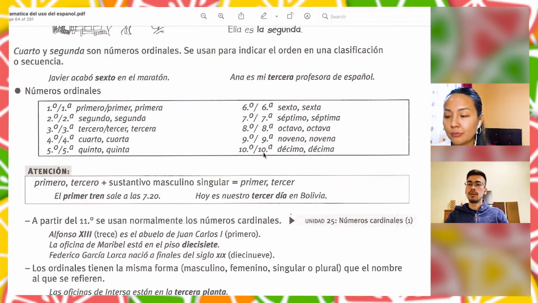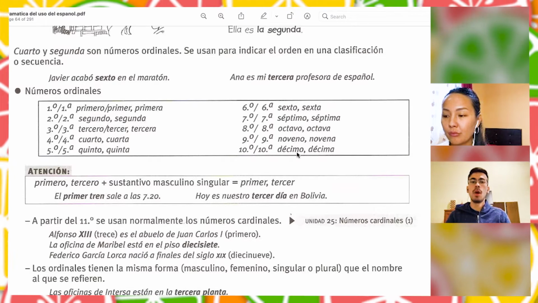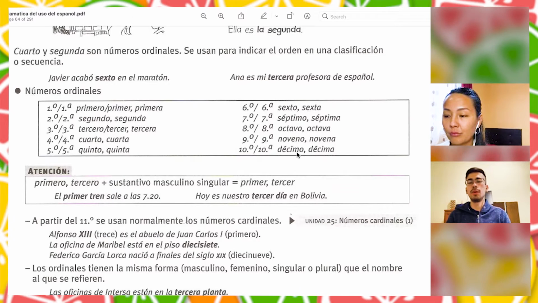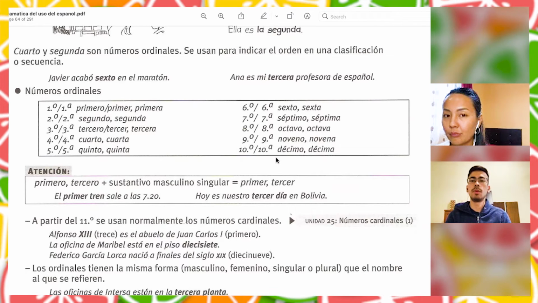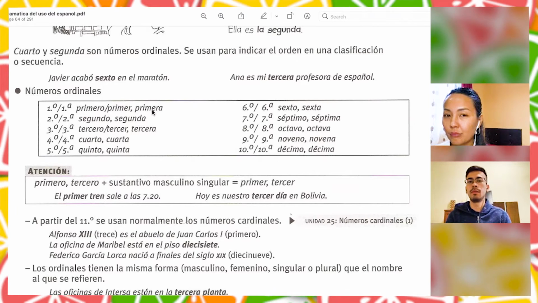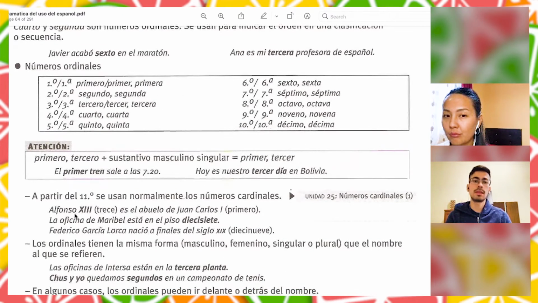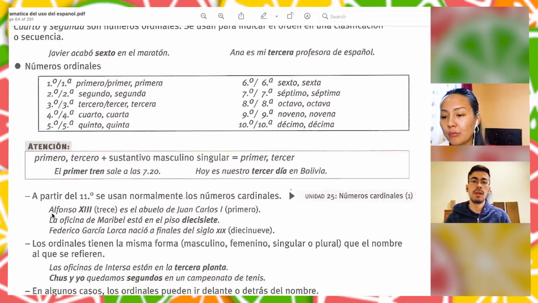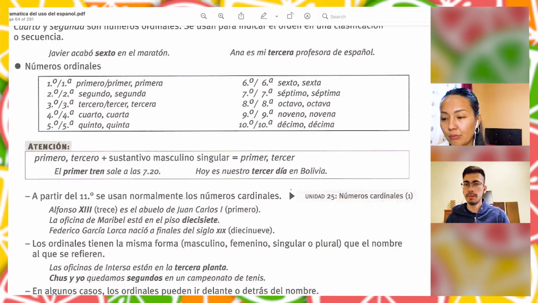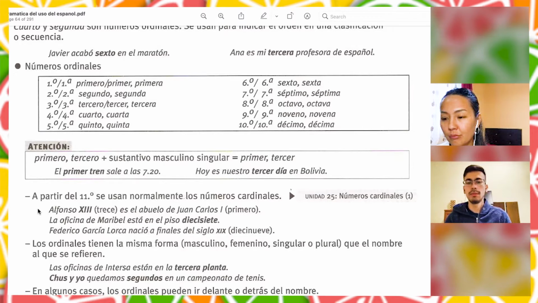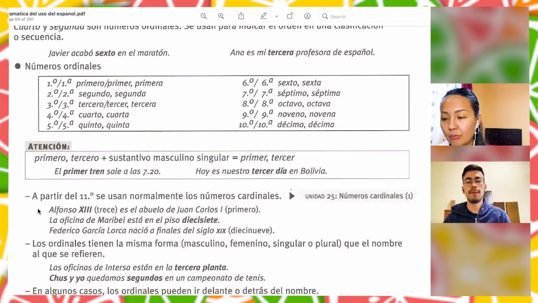So after 10, we can use the cardinal numbers. For example, we will not say décimo primero. We can say 11. Let's make an example. Alfonso, right? Alfonso 13 es el abuelo de Carlos I. Alfonso 13 is the grandpa of Juan Carlos I.